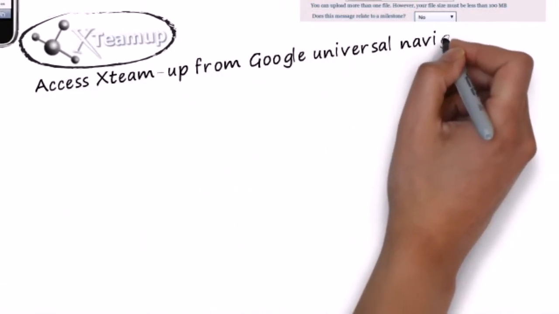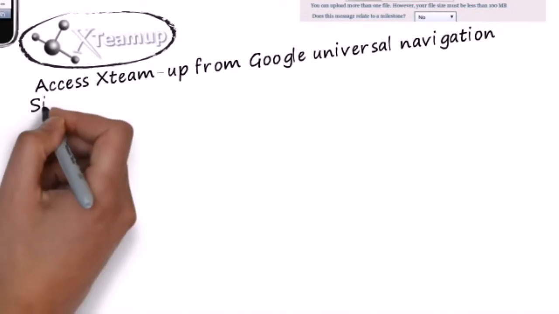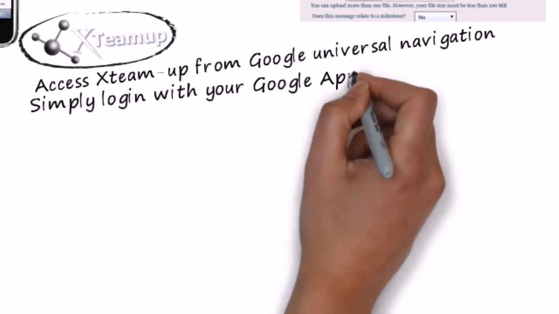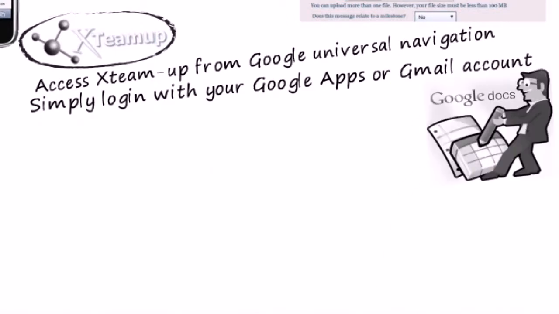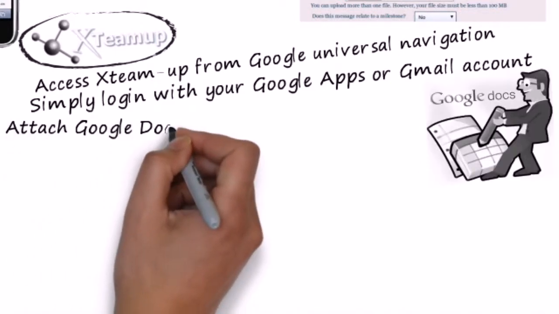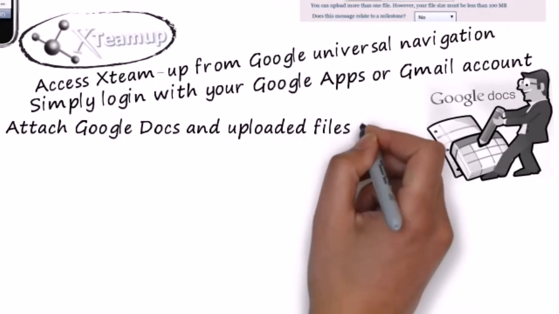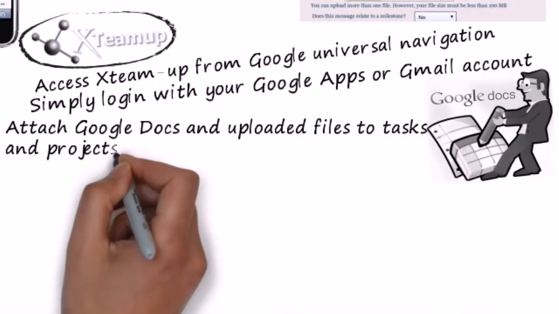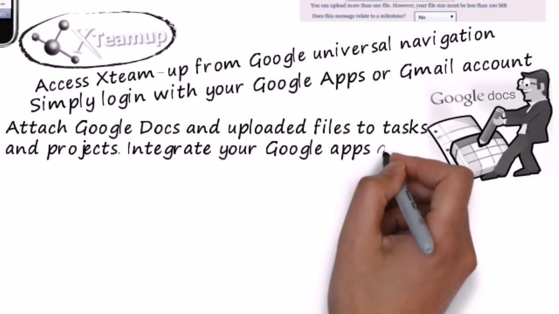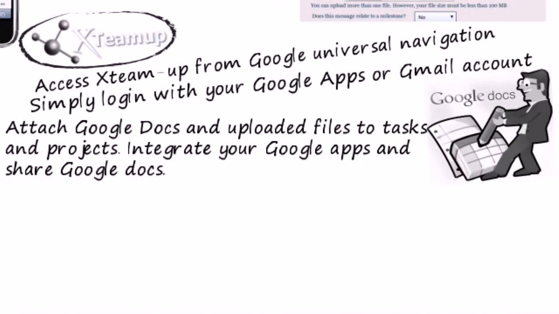Access XTeamUp from your Google Universal Navigation. Simply log in with your Google Apps or Gmail account. Attach Google Docs and uploaded files to tasks and projects. Integrate your Google Apps and share Google Docs.